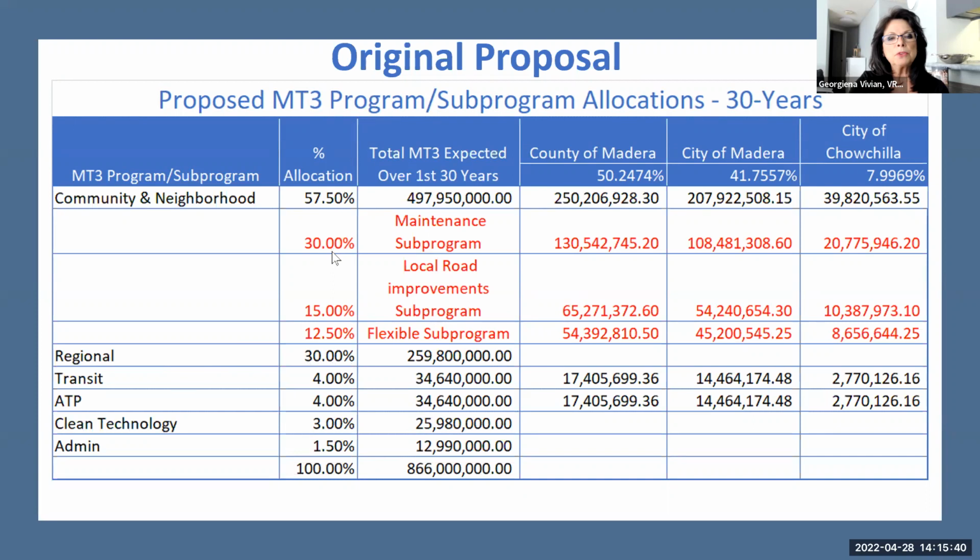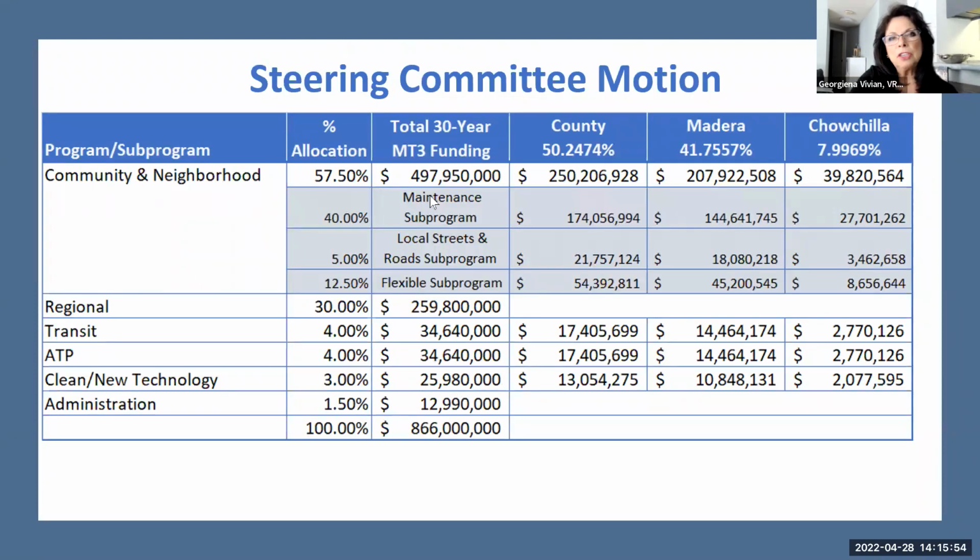So this is the original proposal brought forth by staff, 57.5 with these allocations to those sub-programs under the community and neighborhood program. Then based upon discussion at the last steering committee meeting, there was a motion on the floor before we left, it's still on the floor, to take that 57.5% and allocate 40% of it to maintenance, 5% to local streets and roads program, and then 12.5 to flexible. There were, however, some issues on the part of local agencies that this 5% may be too low. A 5% allocation would mean less funding during the first year than they receive currently for local streets and roads.